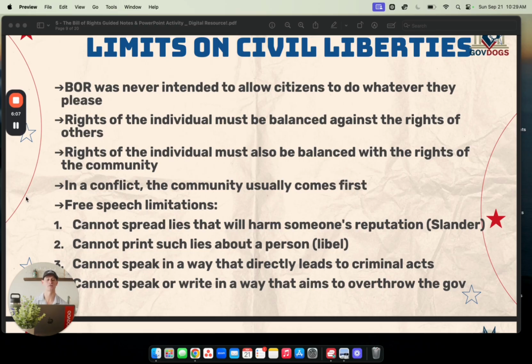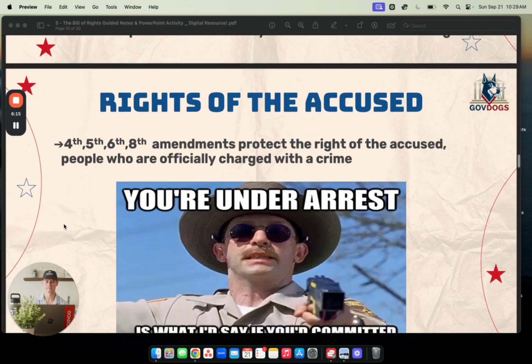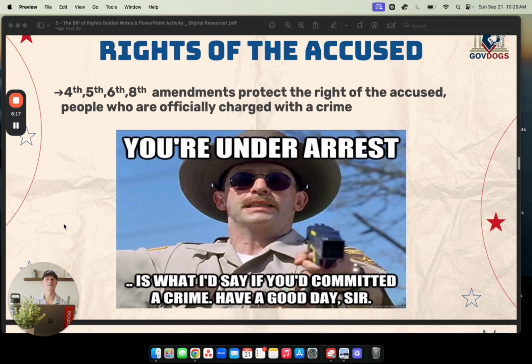Can't speak in a way that directly leads to criminal acts, okay? And can't speak or write in a way that aims to overthrow the U.S. government. Pretty valid, I would argue. So your Fourth, Fifth, and Sixth Amendments, and the Eighth Amendment, are known as the rights of the accused. Okay, and these amendments protect you if you're accused of wrongdoing.